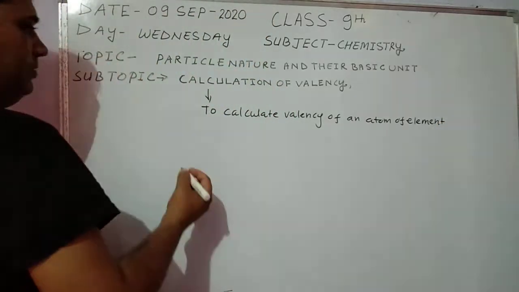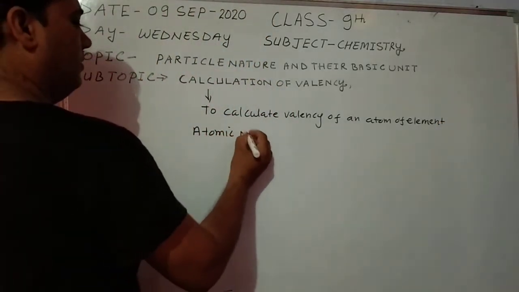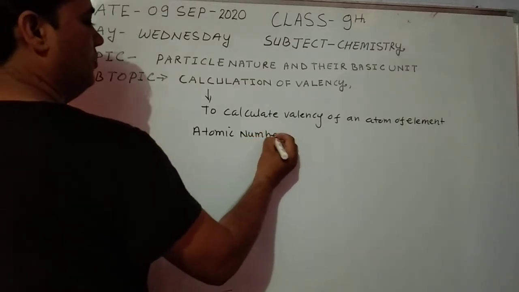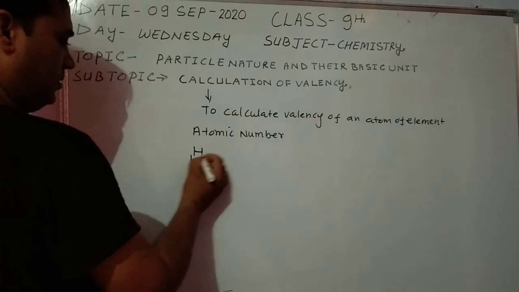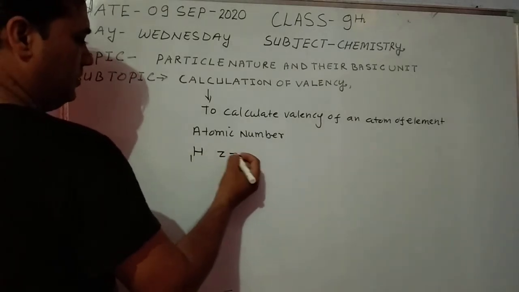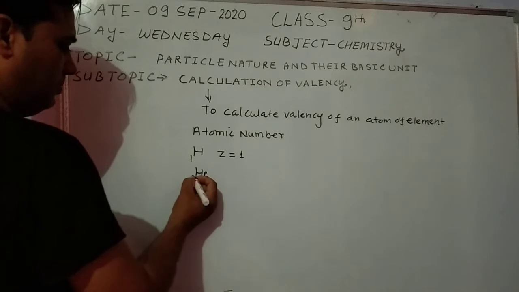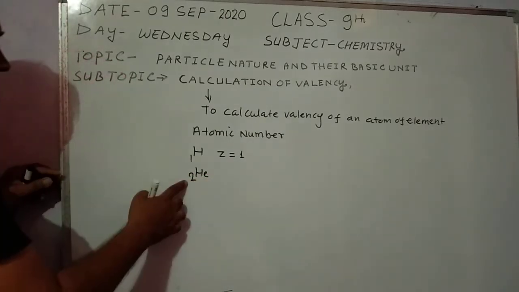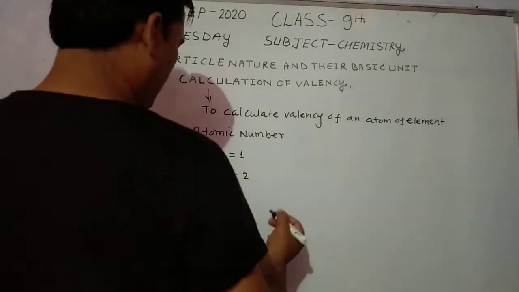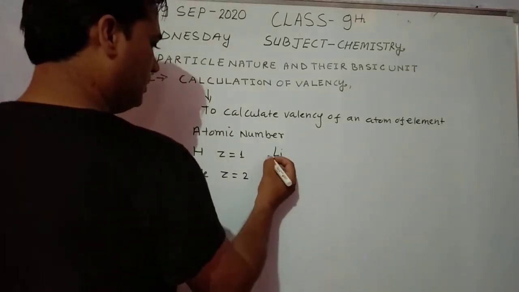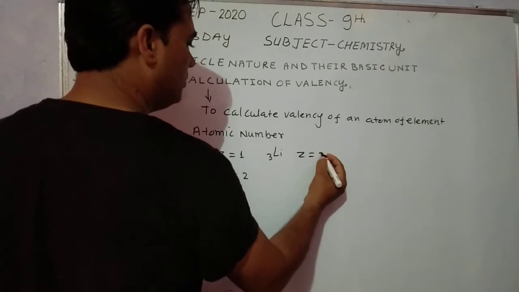For valency, the first requirement is atomic number. For example, what is the atomic number of hydrogen? Which is represented as Z is equal to 1. What is the atomic number of helium? Symbol is He and atomic number is 2. So Z is equal to 2. What is the atomic number of lithium? Symbol is Li and atomic number is 3, that is Z is equal to 3.